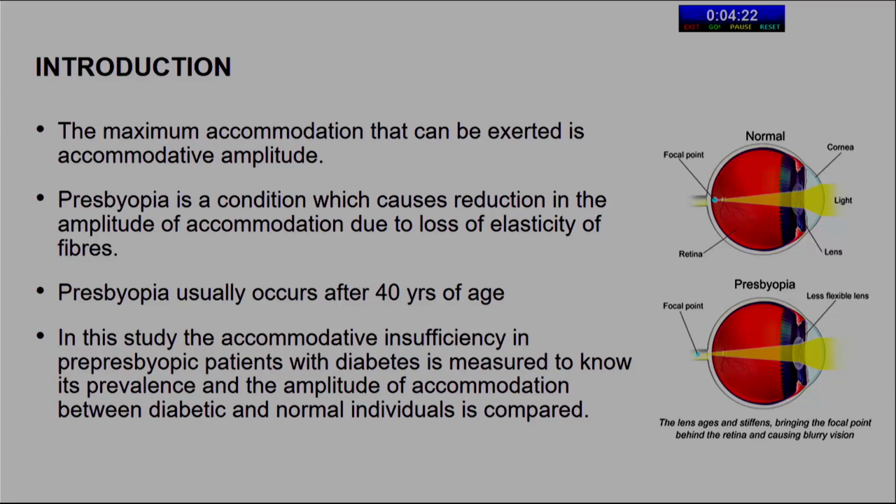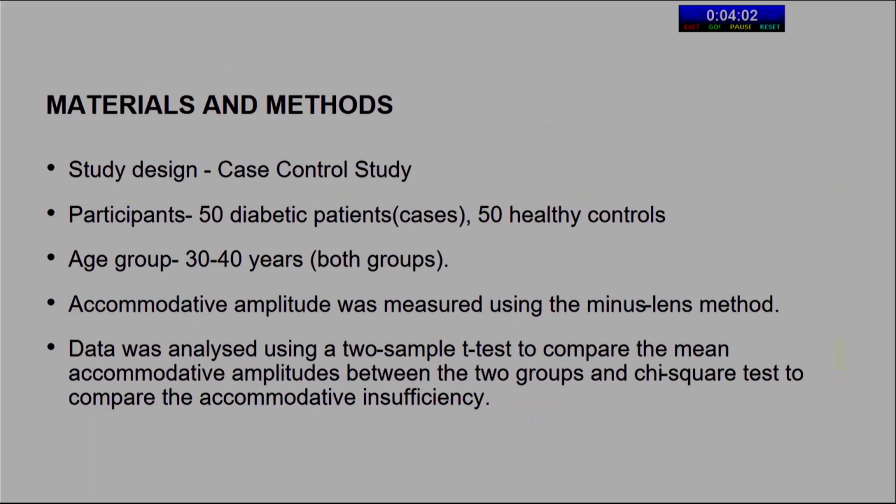Presbyopia is a condition which causes reduction in the amplitude of accommodation due to loss of elasticity of fibers. Presbyopia usually occurs after 40 years of age. In this study, the accommodative insufficiency in pre-presbyopic patients with diabetes is measured to know its prevalence, and the amplitude of accommodation between diabetic and normal individuals is compared.